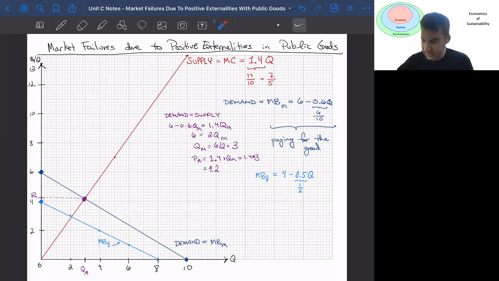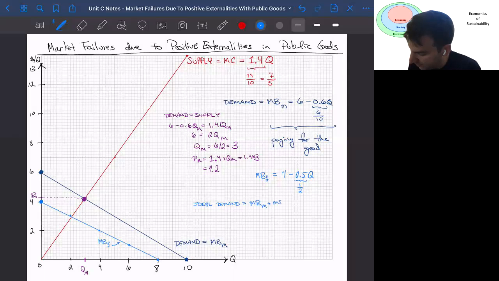If this marginal benefit was included in the demand, then the ideal demand is going to be equal to the marginal benefit from the members plus the marginal benefit from the freeloaders. And so I can add those things together: 6 minus 0.6Q plus 4 minus 0.5Q. And that gives me 10 minus 1.1Q.